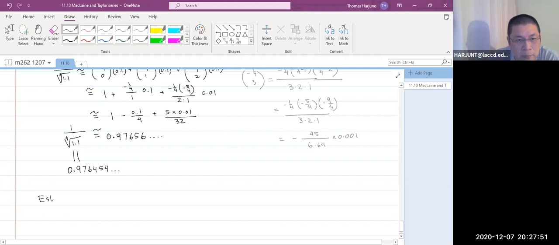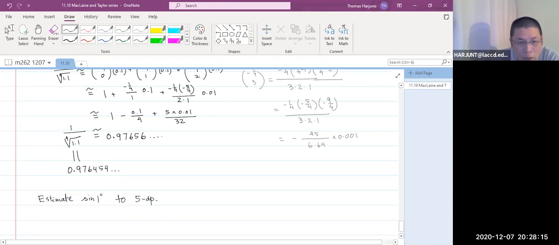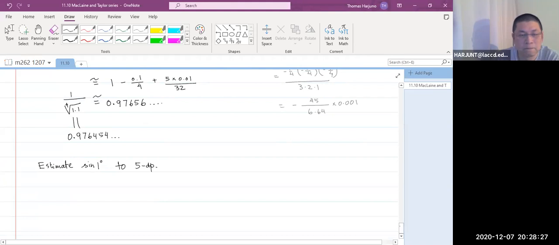estimate sine 1 to 5 decimal places without a calculator. Actually, to be more precise, not sine 1, but sine 1 degree, correct to 5 decimal places. And the key is really knowing the expansion of sine.